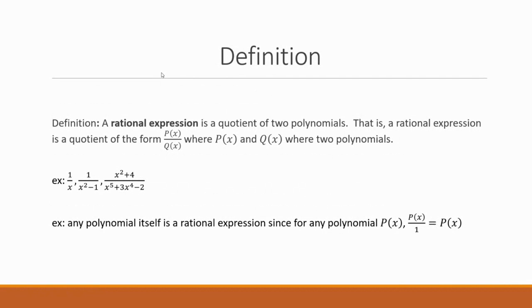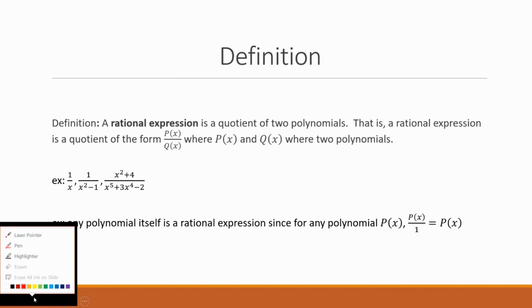So here's the definition of a rational expression. Again, as I just said, by definition, it's a quotient of two polynomials. Okay? So basically, you have one polynomial divided by another, right? So you have p of x over q of x. P of x and q of x are two polynomials.